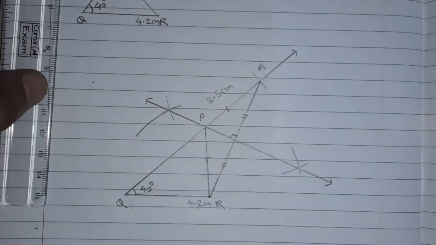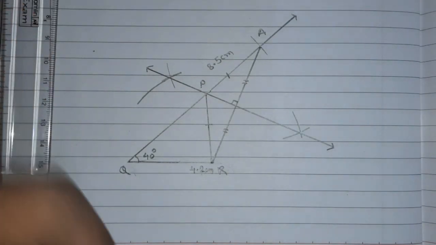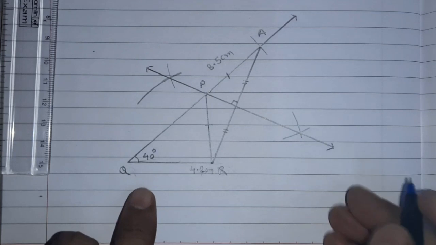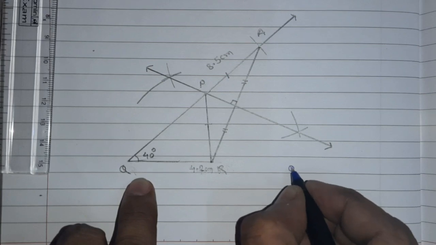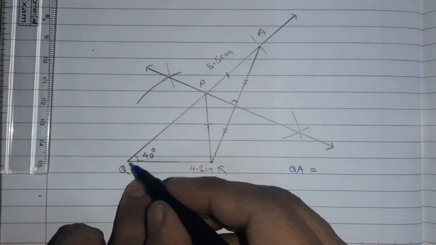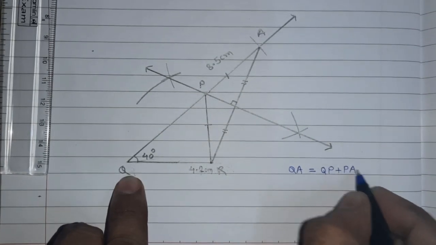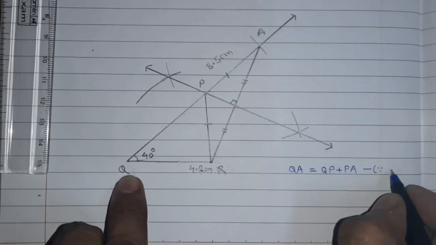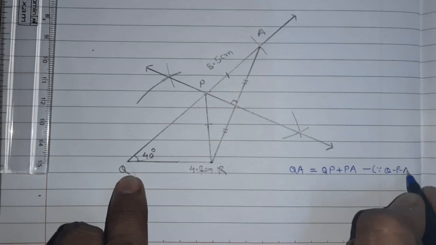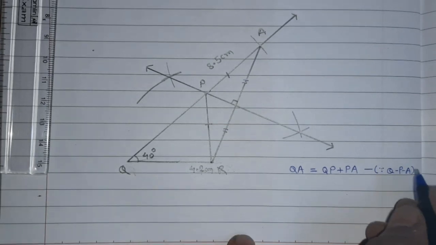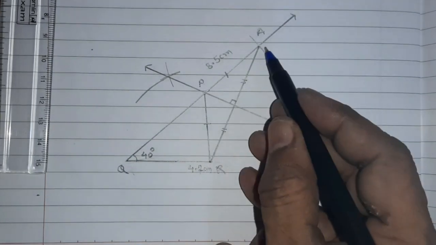Therefore, dear student, see here. For that, we have to write the analysis. Now, first of all, tell me, here we have to write analysis. QA is equal to QP plus PA, by using the betweenness, that is by using the betweenness Q-P-A. Isn't it? Any doubt? I think everyone understood this. QA is equal to QP plus PA.